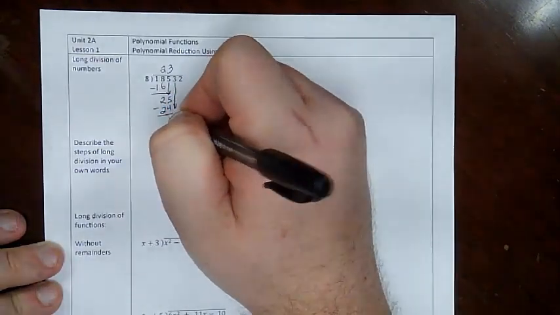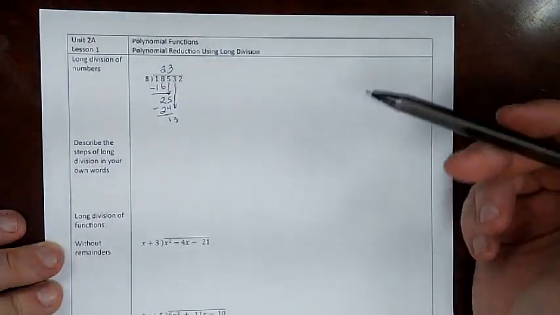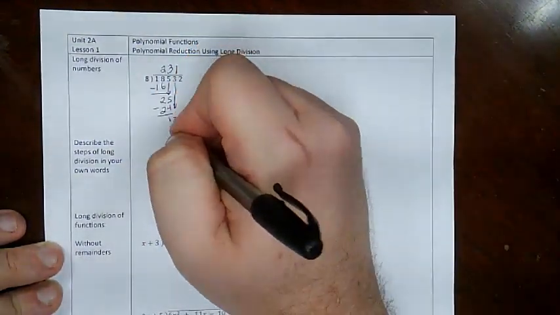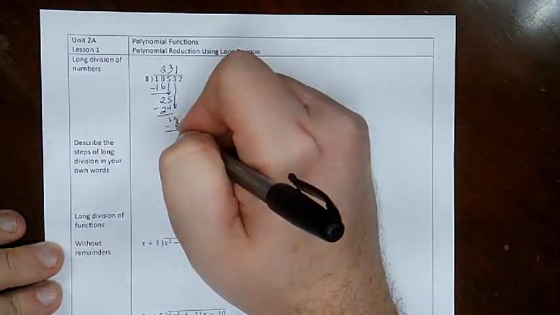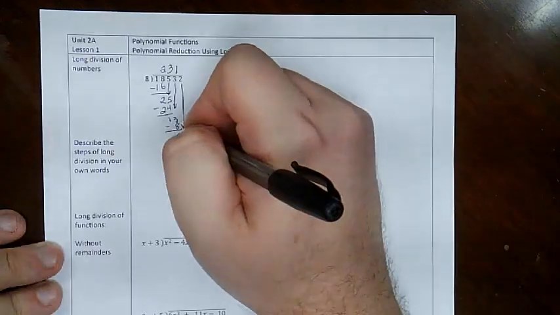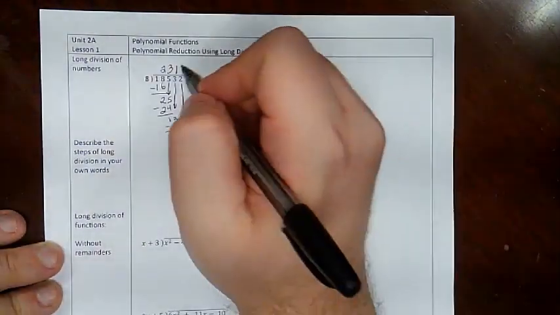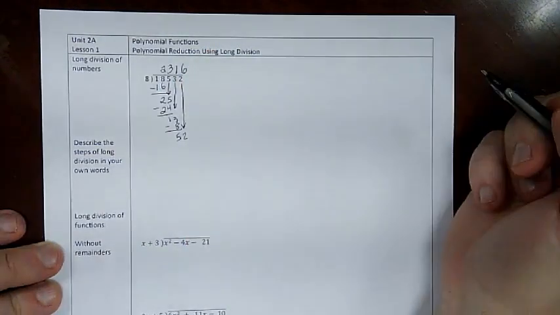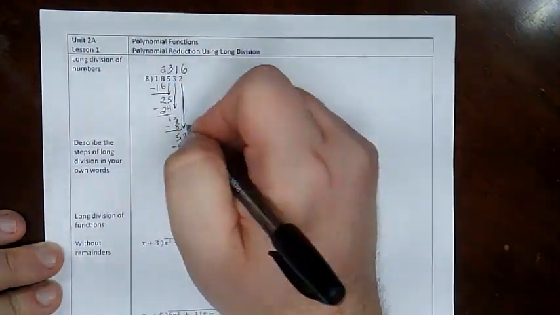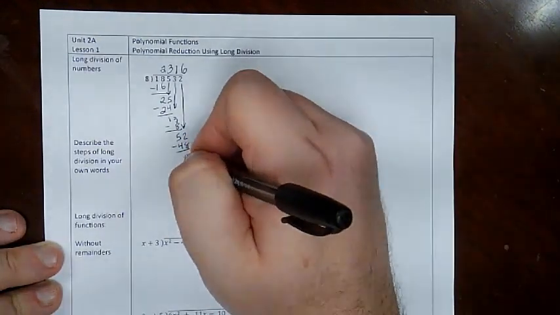Now I bring down my next term, which is 3. How many times will 8 divide into 13? That is 1. 1 times 8 is 8, obviously. And 13 minus 8 is 5. And I bring down my last term of 2. How many times does 8 divide into 52? That is 6. 6 times 8 is 48. Subtracting leaves me with 4.